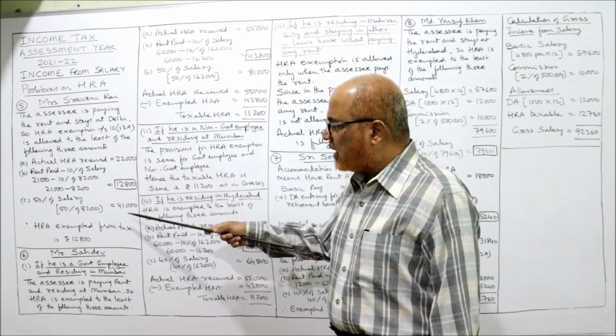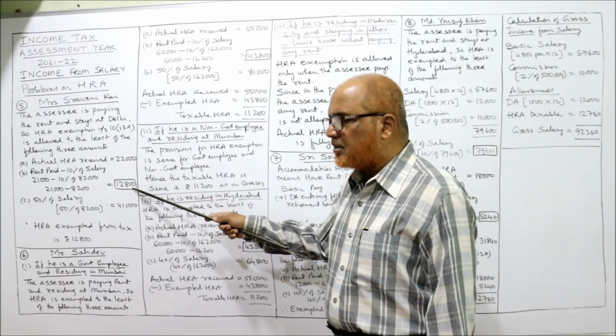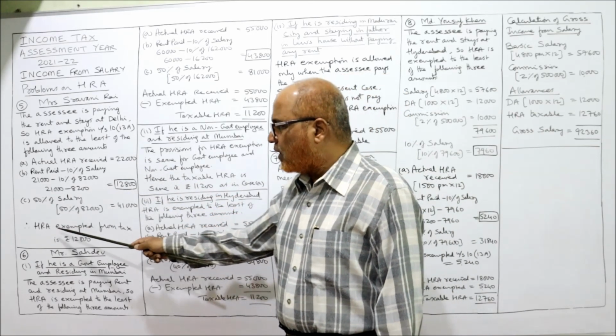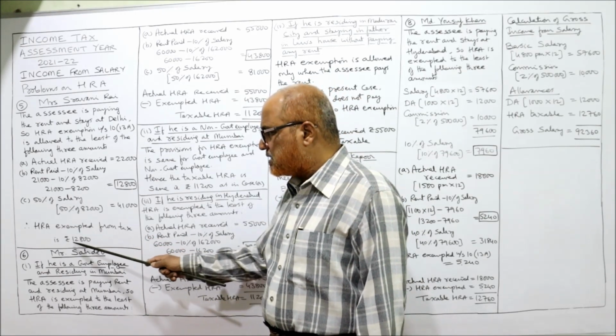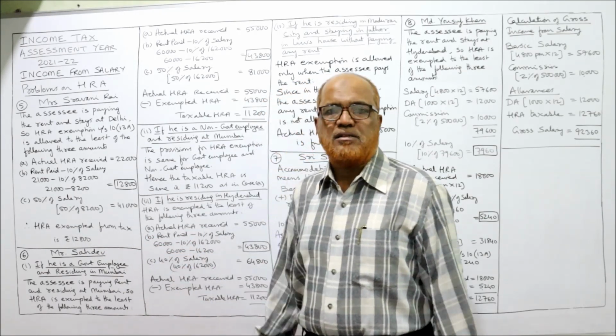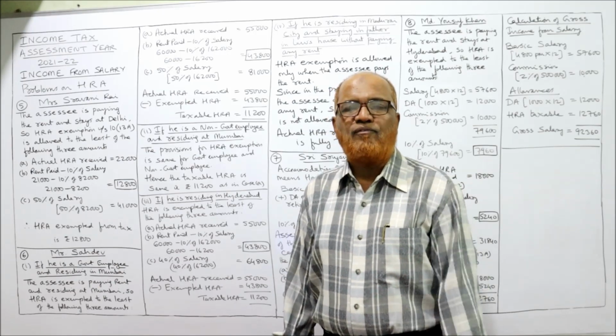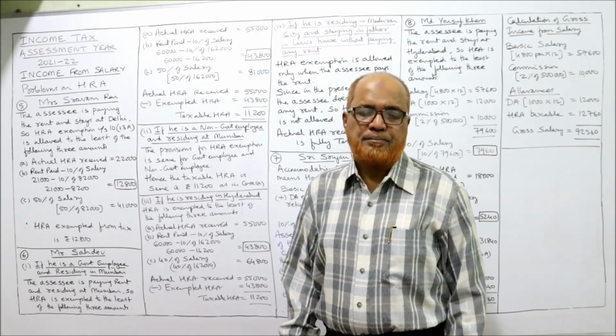Now which is the least one among these three? 12,800 is the least. Therefore, HRA exempted from tax is 12,800. That's it. This is the method of finding out exempted HRA.